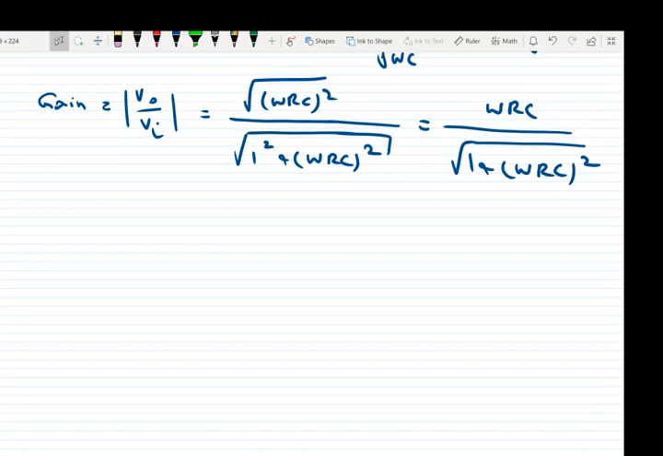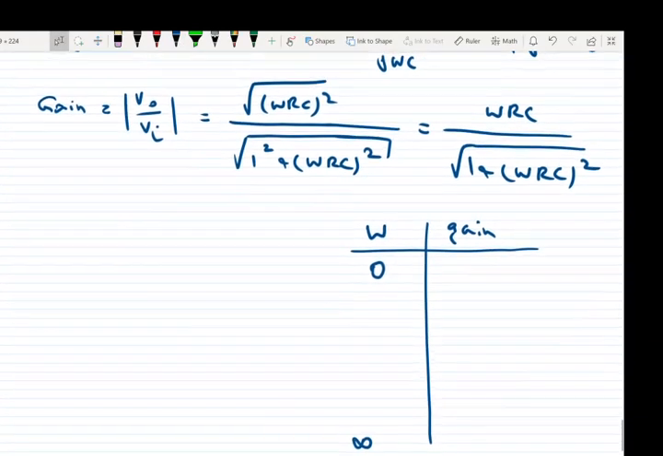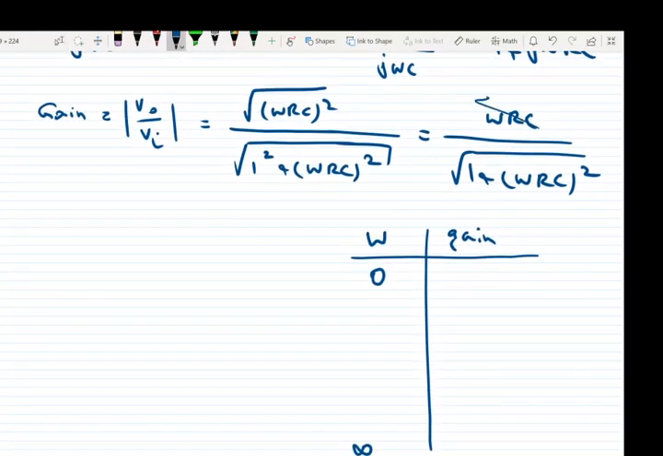Let's just plot the gain. Again, the same table: omega in the left column and gain in the right column. So omega 0, omega infinity. If omega is 0, the numerator is 0, the denominator is 1, so 0 over 1 is 0. So the output is 0.